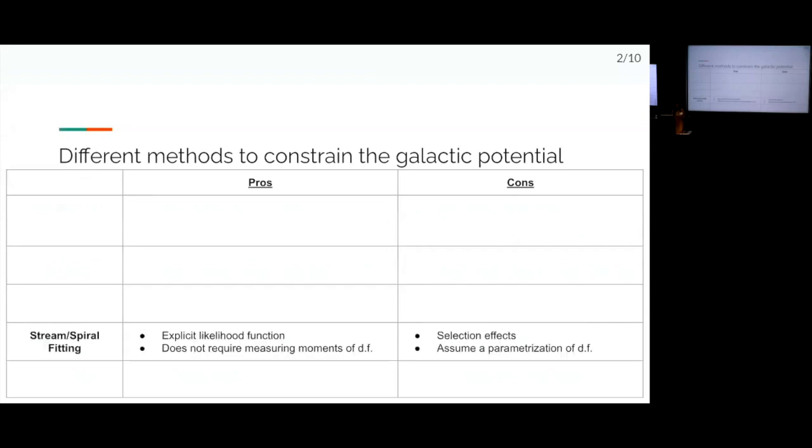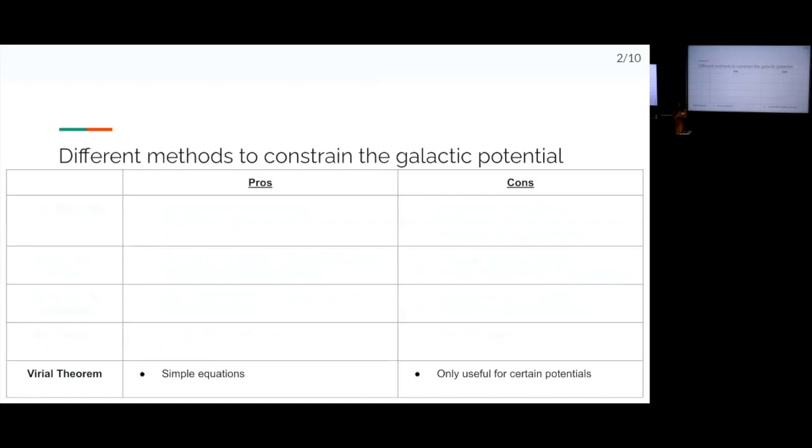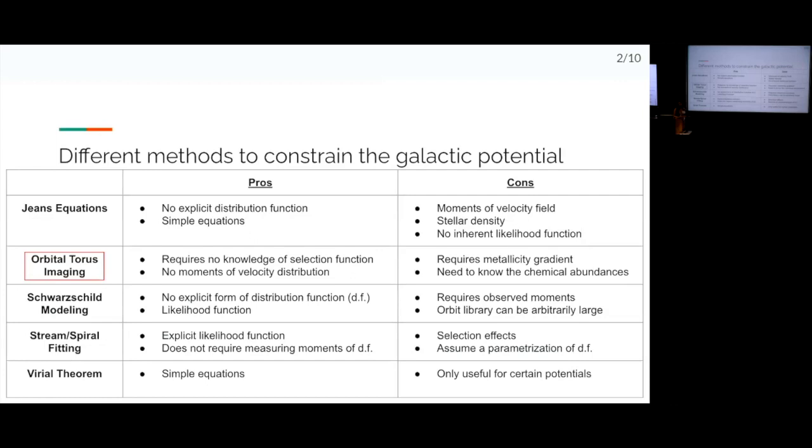For stream and spiral fitting, we didn't really get to this summer, but I know Adrian and Robyn Sanderson have done work on this. The good thing is that there's an explicit likelihood function that you can use. However, you again run into selection effects. And for the virial theorem, you're working with simple equations. However, it's really only useful for certain potentials, which are power laws. So this is a gigantic table, and what I really want to leave you with is the impression that each of these methods makes different but always strong assumptions, and each of these methods is differently sensitive to violations of those assumptions.